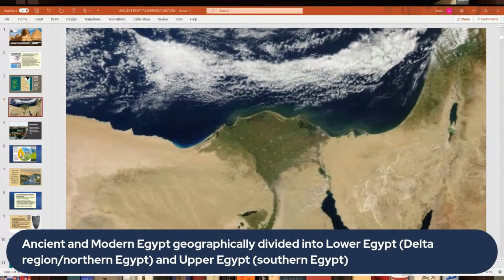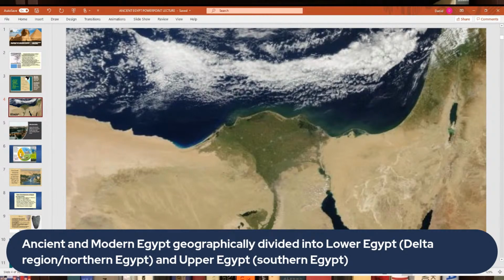Like the lower part of Egypt, which is sometimes kind of confusing, is actually the northern part. So this is the northern part of Egypt. Right here, it's called Lower Egypt. And then as you go down here, the bottom of Egypt, you've got what they call Upper Egypt.